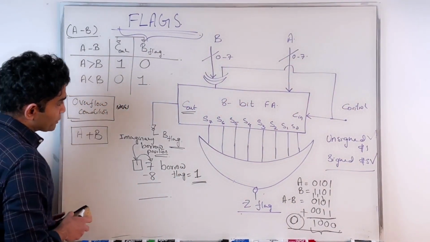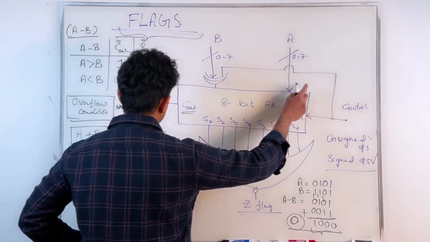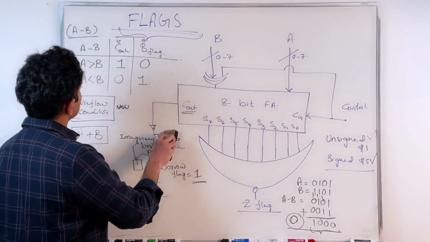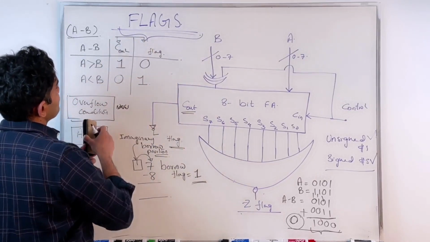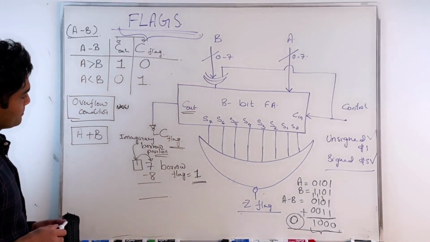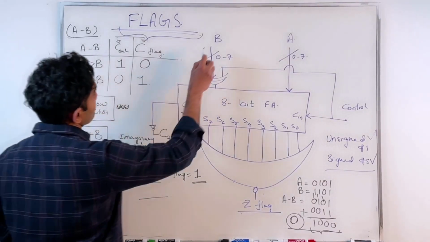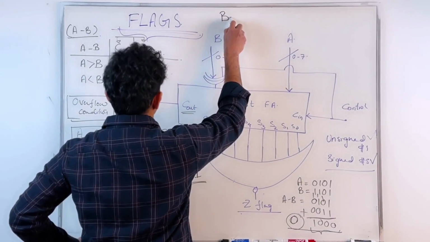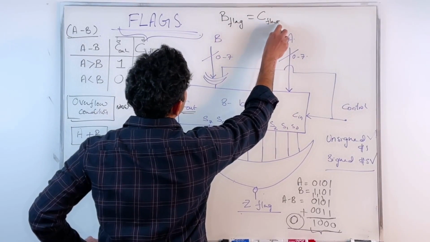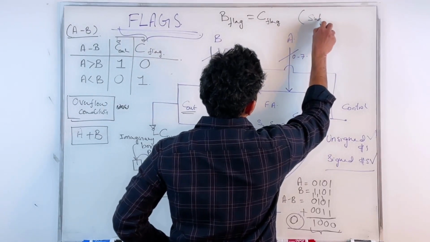So when I'm doing the addition operation, my control input is 0 here, but let me call that the Cflag, the Cout Cflag. Okay, let me put it this way: your borrow flag, B flag, is equal to the Cflag inverted for subtractions.